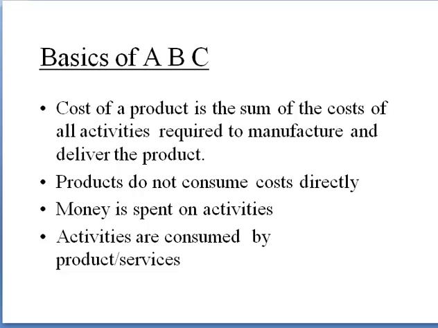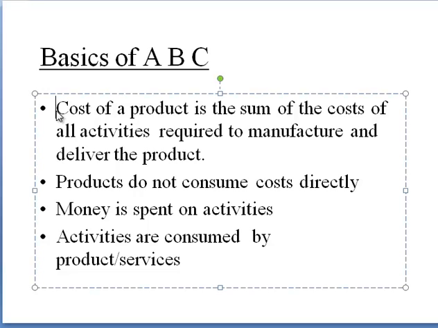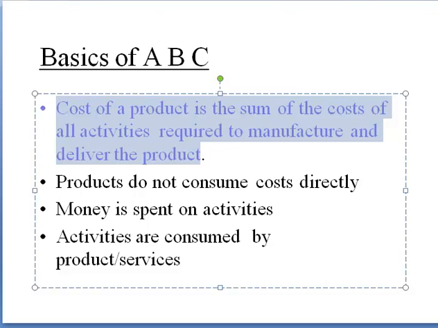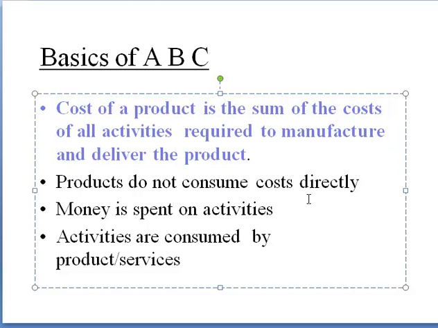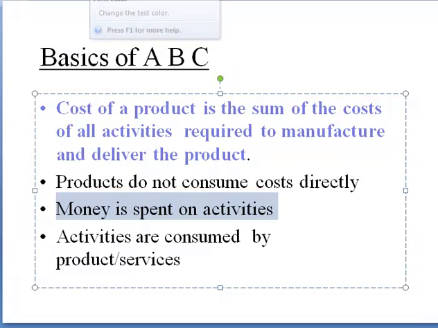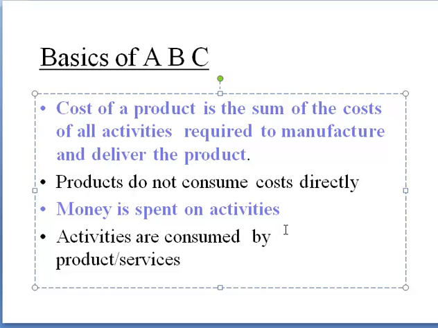In activity-based costing, the cost of a product is not the summation of the expenses, but the sum of all the costs of activities required to manufacture or deliver the product. Products do not consume the cost directly. Money is spent on the activities, and activities are consumed by the products, so the cost depends on the activities. Therefore managing cost should not be seen as managing expenses, but rather as spending time on managing the activities.